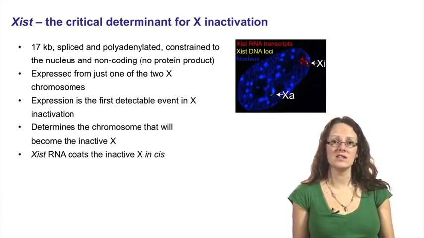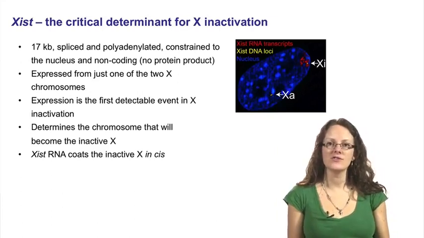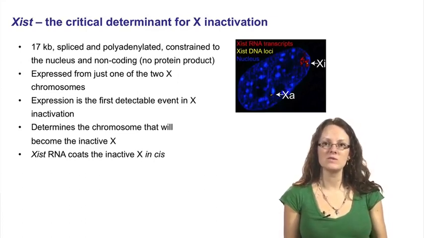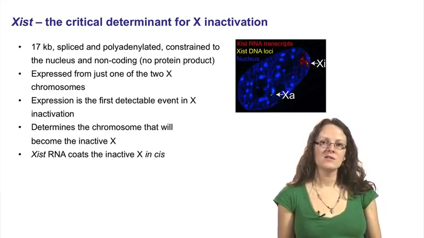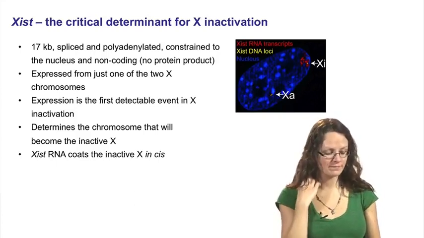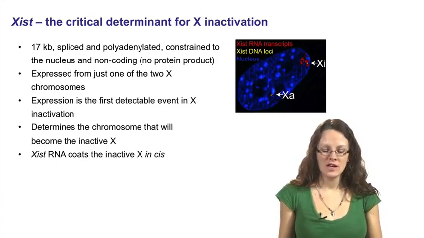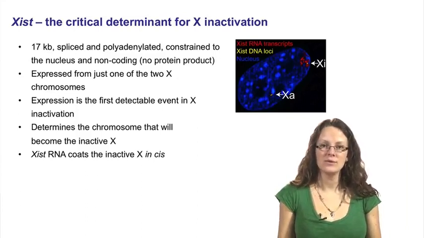We know that Xist is expressed from just one of the two X chromosomes in a normal female cell, and it coats that X chromosome in cis. That is, it coats the X chromosome from which it is expressed, but doesn't act on the other X chromosome. So the first detectable event in X inactivation is indeed the expression of this long non-coding RNA. So here, shown on the right, is an image that I've shown you before, showing the DNA, first of all, in the nucleus, which is stained in blue.